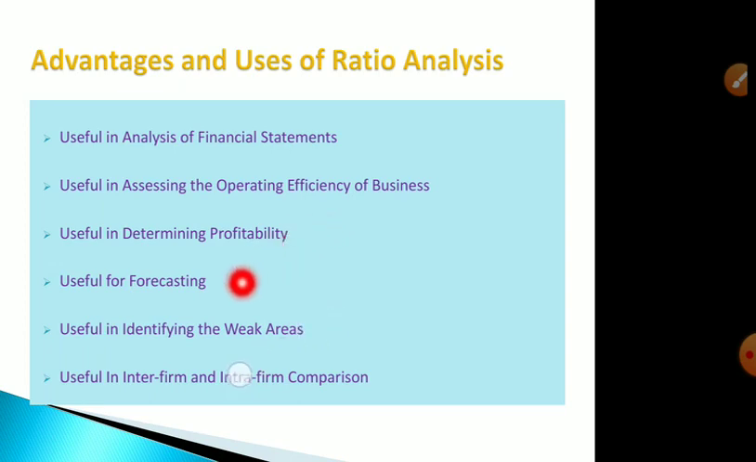Next comes useful for forecasting. Ratios are generally helpful in business planning and forecasting because the trend of ratios helps us to analyze, and it is also used as a guide for future planning. Many a times the future course of action is decided on the basis of the trend of ratios.